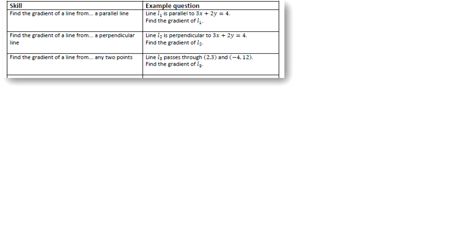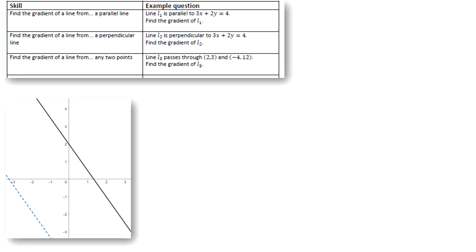For the very first one, find the gradient of a line from a parallel line. Well, essentially what we're looking at here is, here's a line that we know, so I've drawn that in black, and then line L1 is a line that we don't know. We're not told exactly what line L1 is. We're just told that we want to find the gradient of it. And the important step here is to recognize that we don't actually care what the equation of this new line is. All we care about is what the slope of the new line is. And since they're parallel, the slope of the new line is the same as the slope of the original line.